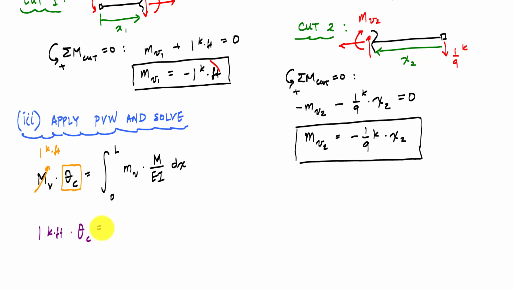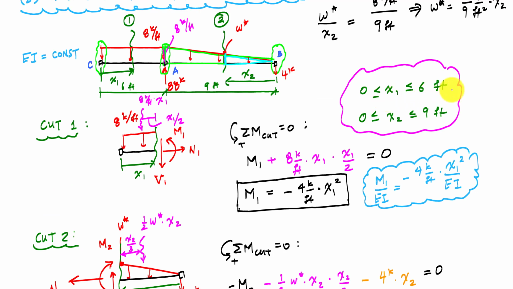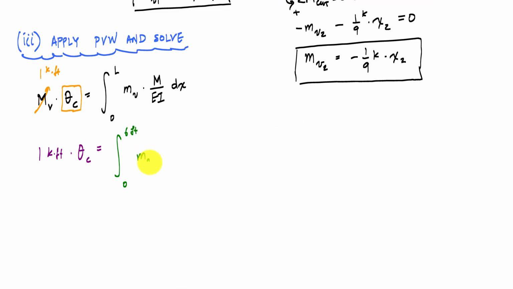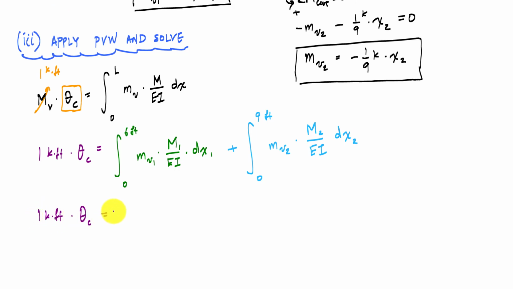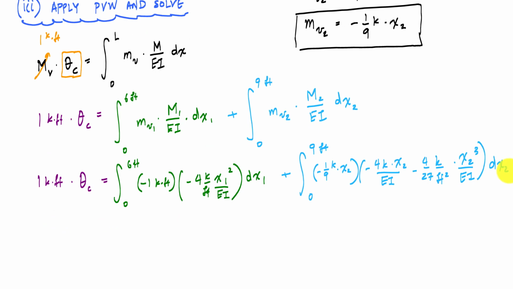And now I've got to plug and chug the moment equations. My first segment, I'll call that function 1. This x1 coordinate system was from 0 to 6 feet. And here, this will involve mv1 times m1 over EI integrated with respect to x1 like this. The second system, or the second cut, if you will, is here. And that was going from right to left from 0 to 9 feet. And that will be mv2 times m2 over EI with respect to dx2. And now we just have to plug and chug and integrate. So here, again, I'll keep the left side, is equal to, and now I just have to integrate, which is really not that bad. It's just a polynomial.